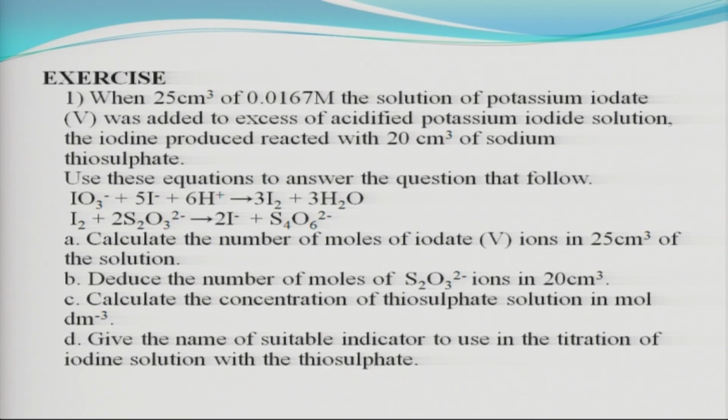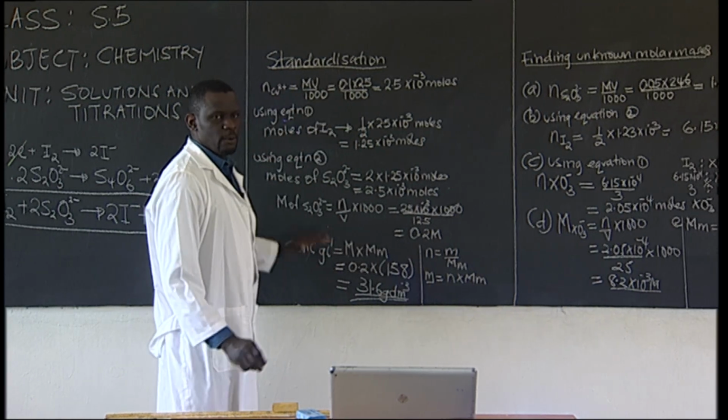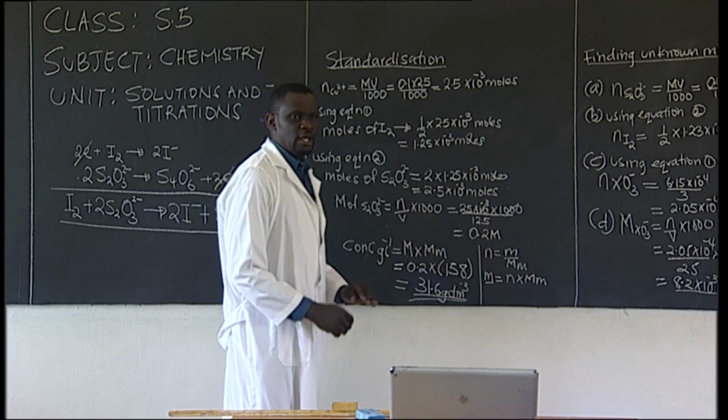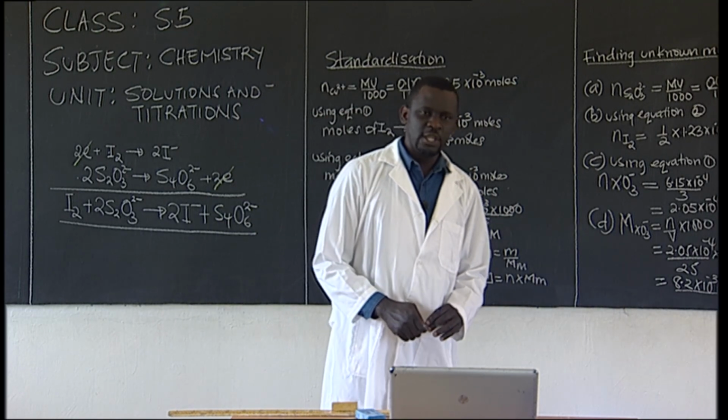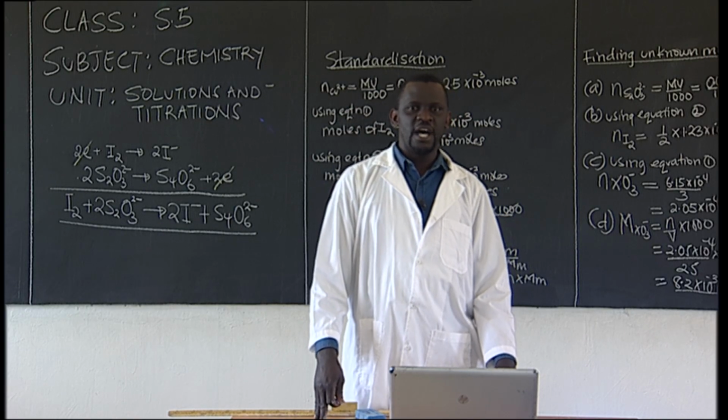So the iodine produced reacted with the 20 centimeters cubed of sodium thiosulfate. The first question is asking us to calculate the number of moles of iodate, which you can do, and deduce the number of moles of thiosulfate, which you can do, then calculate the concentration of sodium thiosulfate. This time in moles per decimeter cubed. This is where we shall stop. Then give the name of the suitable indicator. So which indicator shall we use? We shall use starch indicator.